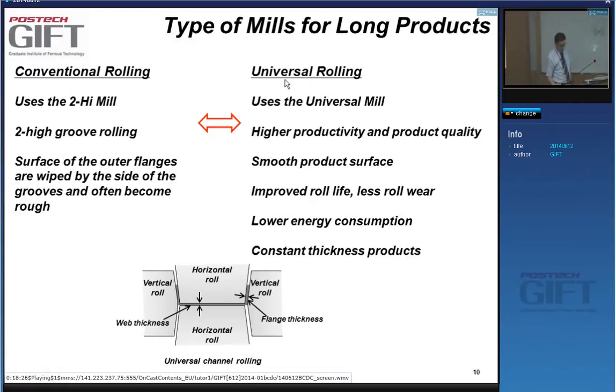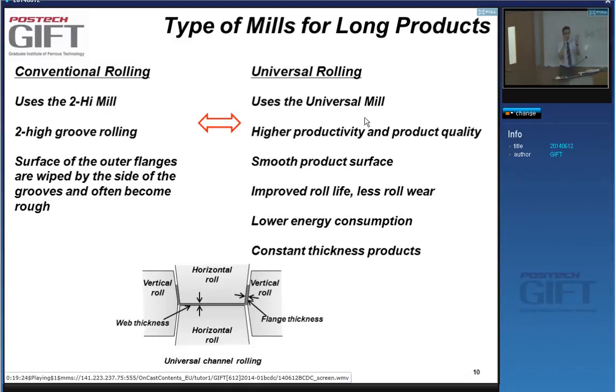And in this case, you have rolls in this direction and rolls in this direction. So you have a roll in this direction and rolls that turn in this direction. Yes. And we call it universal because we can change this gap and this gap, and make, in principle, a lot of shapes with one mill. In this case, because the rolls are grooved, one shape for one type of rolls, you cannot change it, okay?